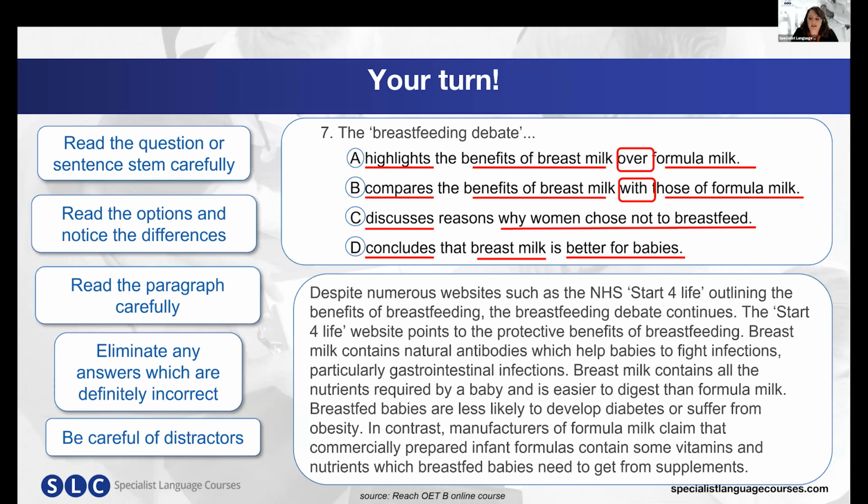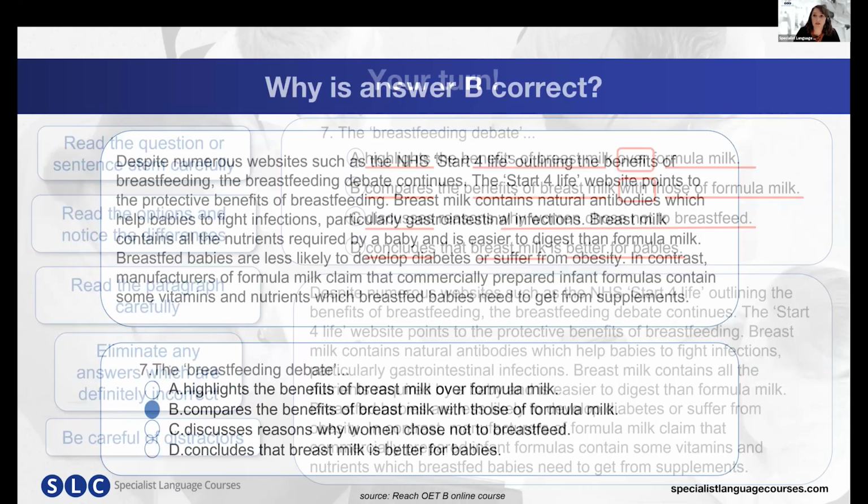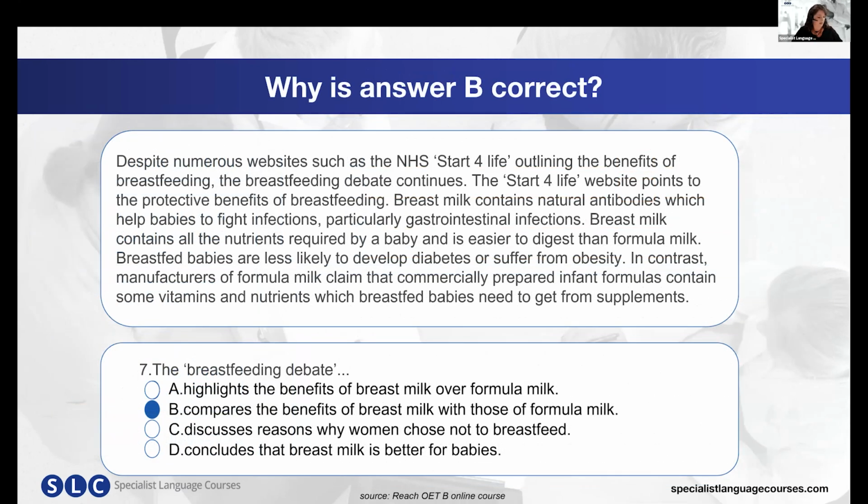Okay, so people are putting different answers, which is quite often the case in Reading C. So with Reading C, we really need to make sure that one, we follow the strategies, and two, we read quite carefully. But looking at the chat box, it looks like quite a lot of you have chosen B. So let's have a look. B is the correct answer. So let's have a look at why.